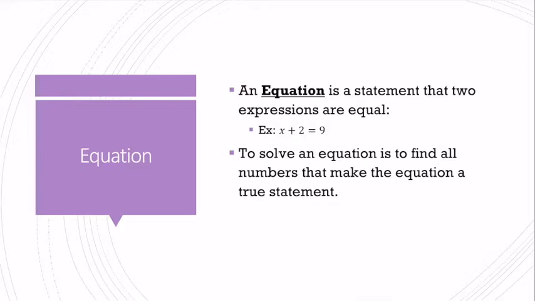So an equation is a statement that two expressions are equal. To solve an equation, we want to find all possible numbers that make the equation a true statement. What we're looking for is all possible values of x. So here I have x plus 2. What value of x would make this a true statement?